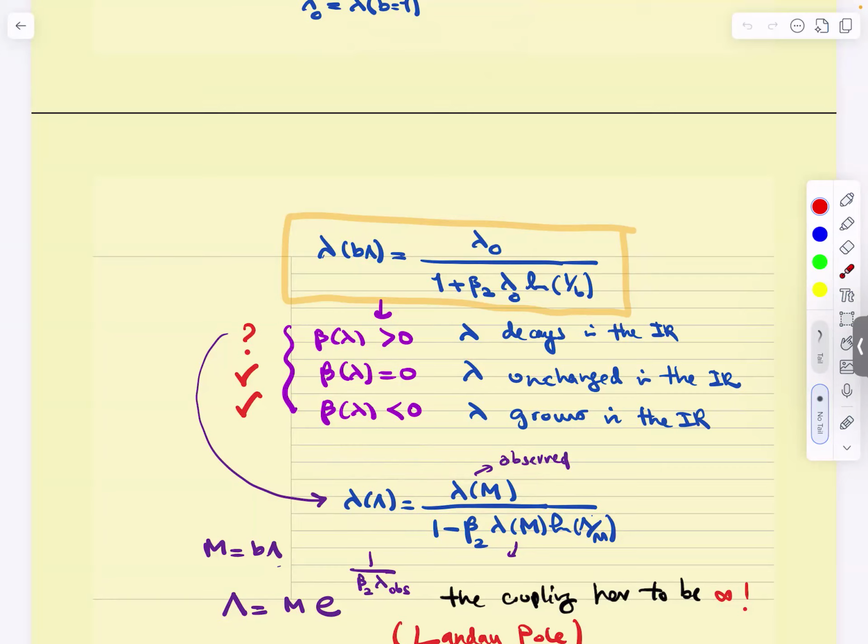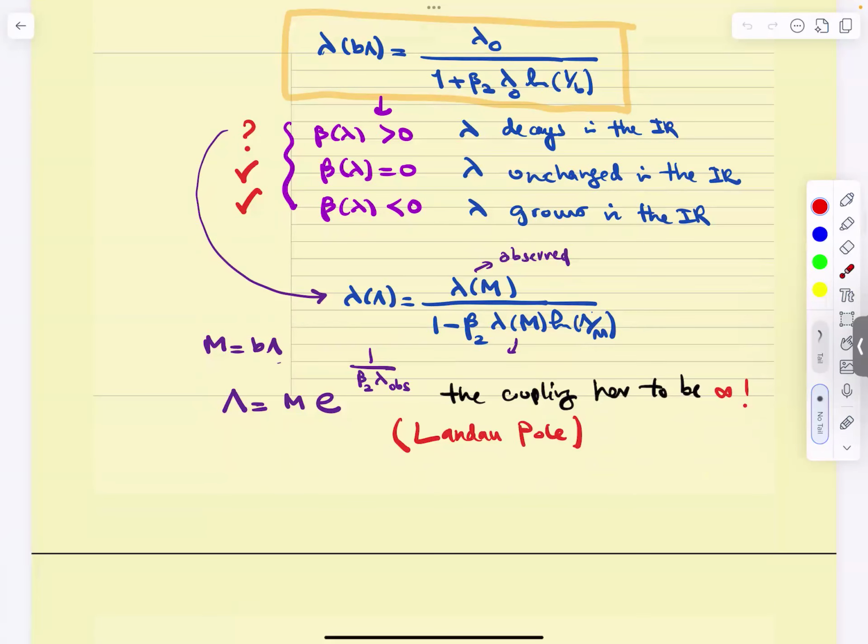Beta 2 is positive. Now, what if I run up? What you find is that it grows, and it blows up at some finite scale. This is called the Landau pole. So at some finite value, the coupling goes to infinity. There are many issues here. First, you're plugging in the one loop value. As you start integrating up, you need higher order terms. You can't trust that. But this is called the Landau pole.